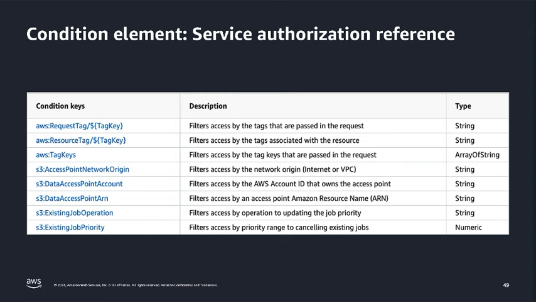Remember from earlier that you can determine if a condition key is multi-valued or single-valued by looking at the service authorization reference or the global condition keys page. A condition key is multi-valued if it has a type that starts with array of. Every other condition key that you see here is single-valued.